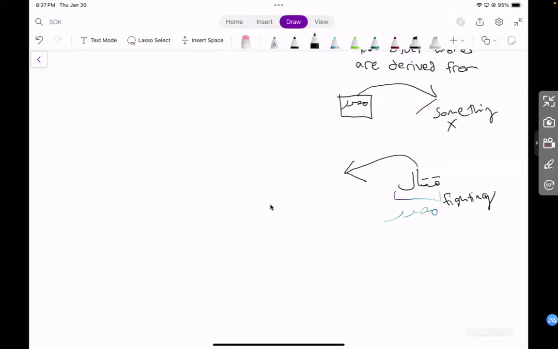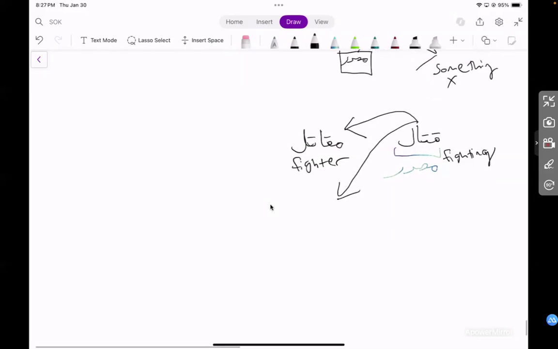For example, the word muqatil is derived from qital, meaning it comes from that. Muqatil, which means fighter, right? That's derived from qital. Another one, for example, so this is muqatil.